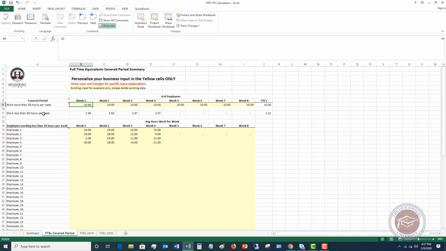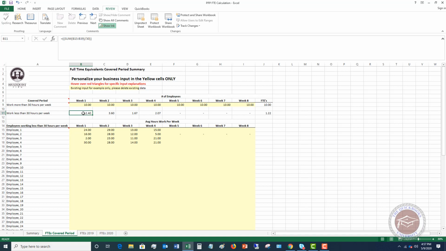But we've got 2 things we're looking at here. First, this is going to be the total number of employees that worked more than 30 hours per week. This is the number of employees right here. So you're just going to input those numbers in all those weeks, and this will average the FTEs out here.